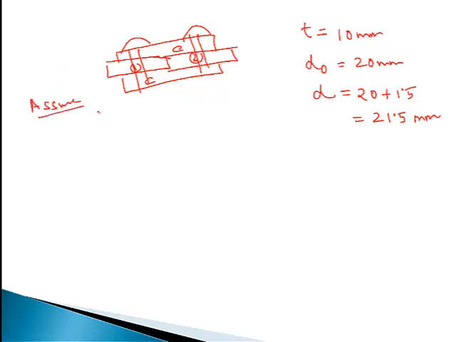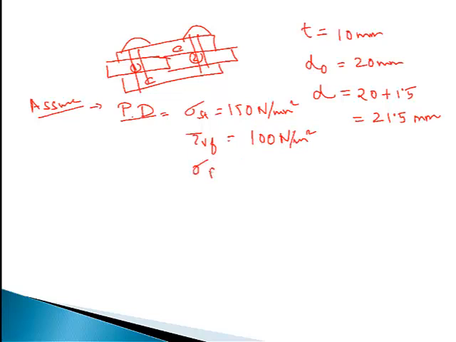What will you assume? Power driven rivets. So for power driven, what will be sigma ST? It will be 150 Newton per mm square. Tau VF will be 100 Newton per mm square. Sigma PF is 1.2 FY, which is 300 Newton per mm square. So these values you have to assume.